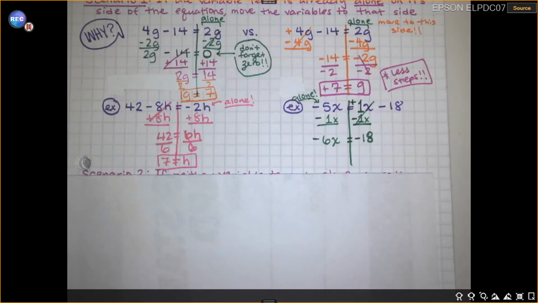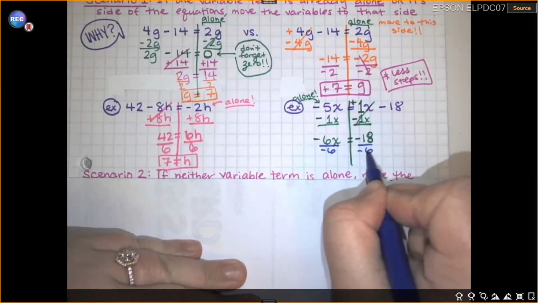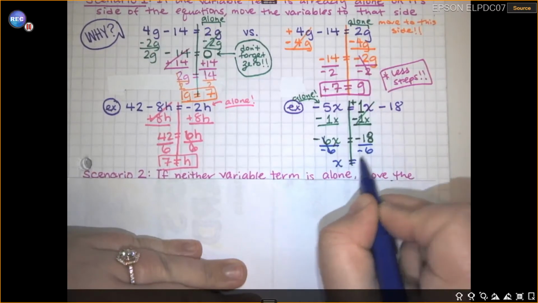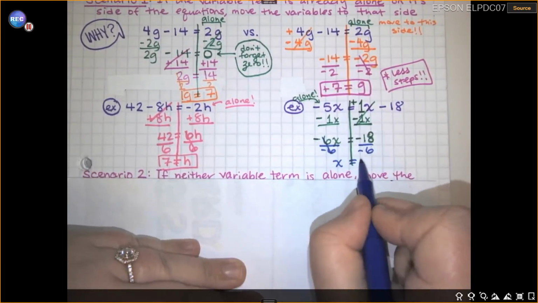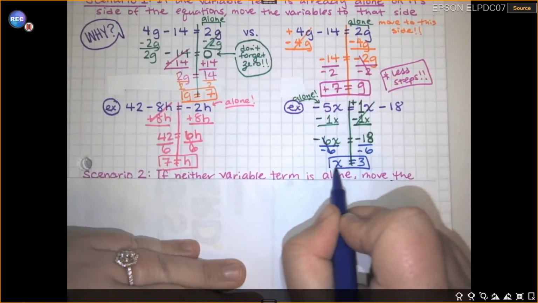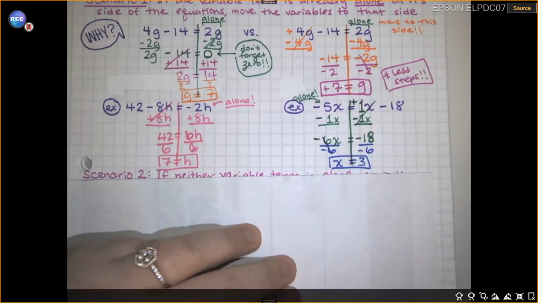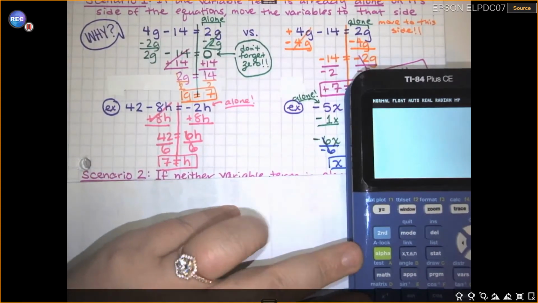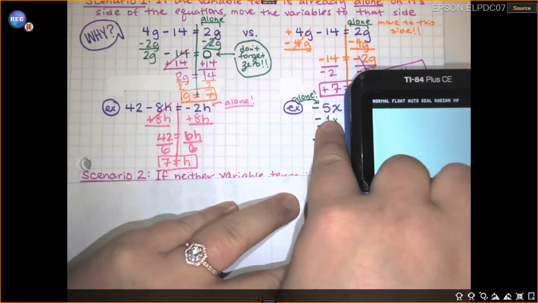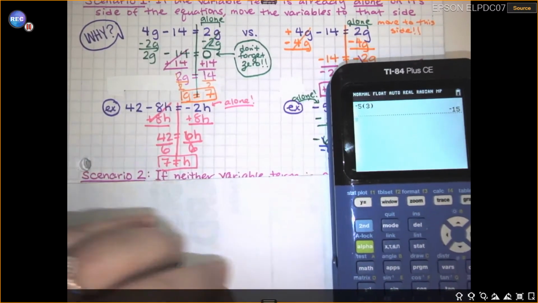We need to divide by negative 6. x equals negative divided by negative is positive. 18 divided by 6 is 3. And if that is indeed the correct answer, when we plug 3 back in, we will get the same on both sides. So start with the left-hand side here. Negative 5 times 3, negative 15. There you go, negative 15.